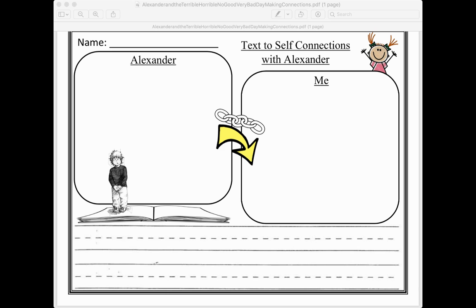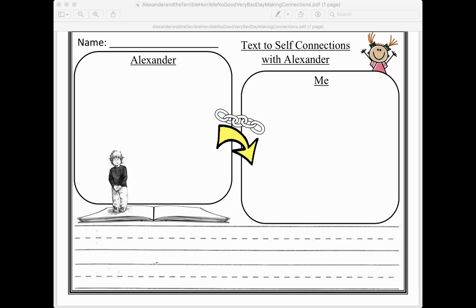Can you relate to the characters in the story? That means, have you ever felt like Alexander? Has anything ever felt super horrible to you? And the last question you're going to maybe ask yourself to make a text to self connection is, what does this story remind you of?